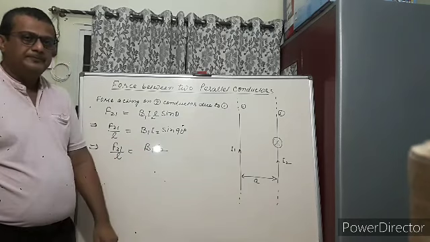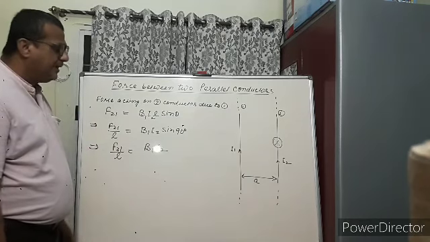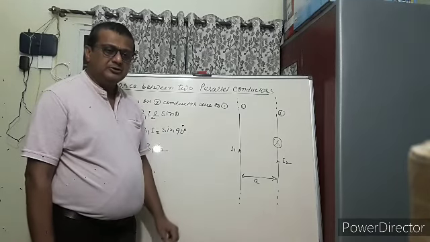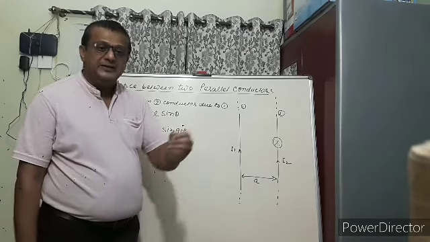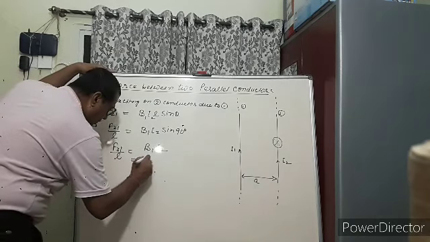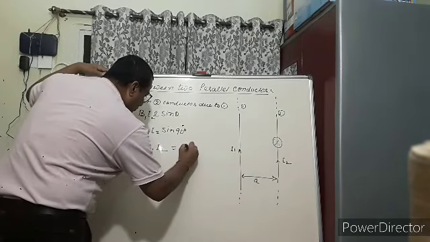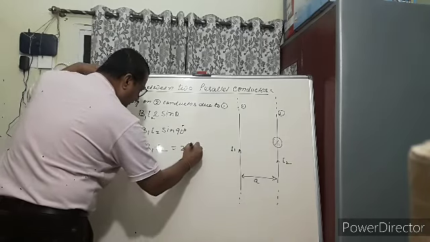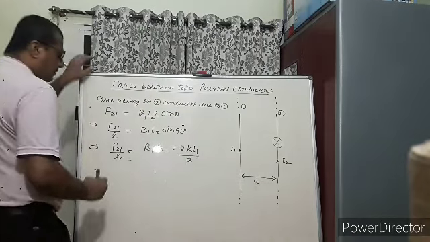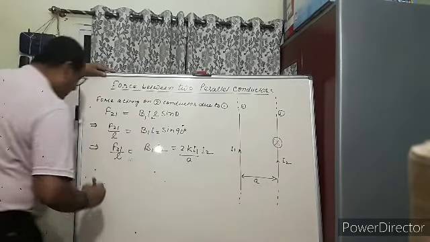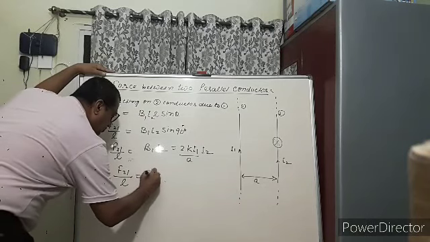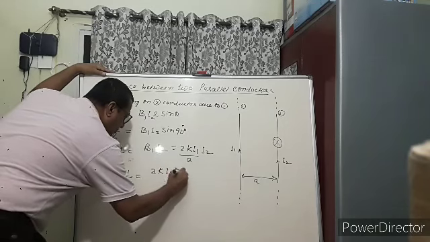What will be the value of B1? In the first or second lecture we have done that for a straight infinite wire, the magnetic field acting at a distance A is 2 K I by A. So this will be equal to 2 K I1 by A, where A is the distance. Now this will be multiplied by I2. So we have got the force acting on the second per unit length equal to 2 K I1 I2 divided by A.